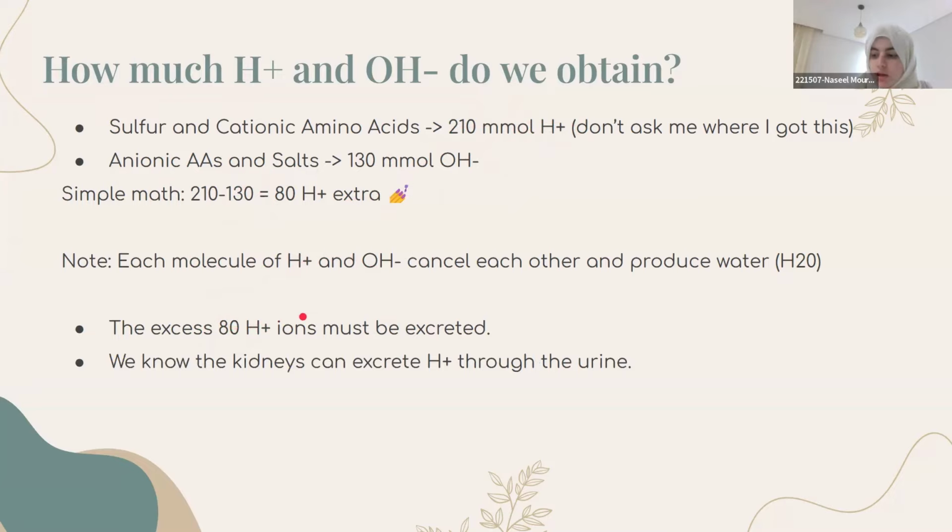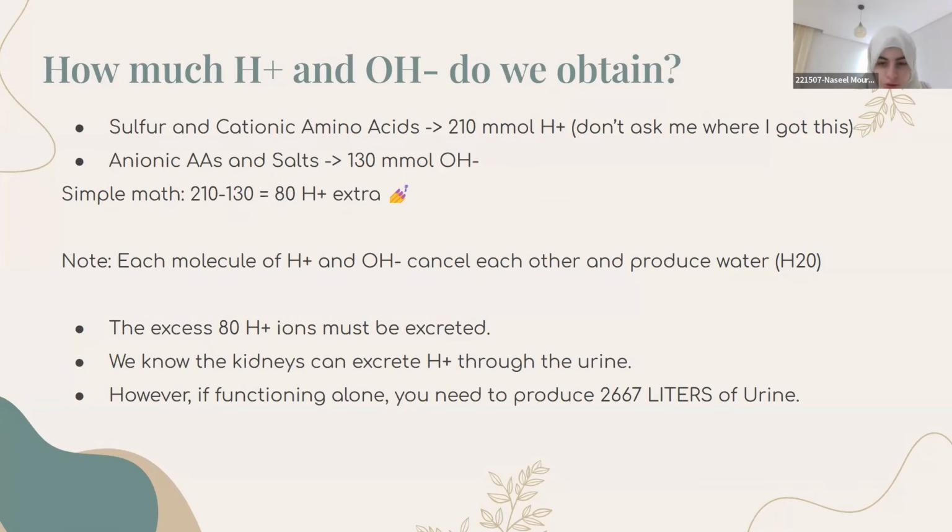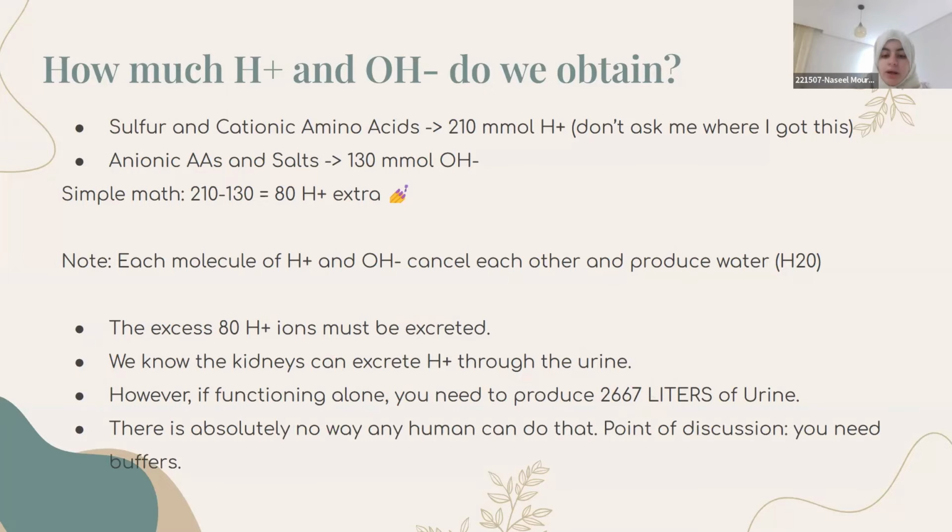And we know that the kidneys can excrete hydrogen through the urine. However, in order to be able to do that, you need to produce 2,667 liters of urine per day. Now, there is no way that any human can do that, okay? You could take it as a challenge, but there is absolutely no way that you could produce this amount of urine per day, okay? So, what does this mean? You need buffers for this, all right?